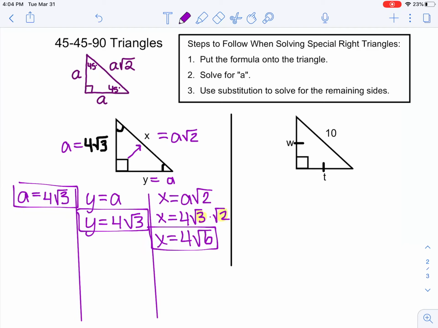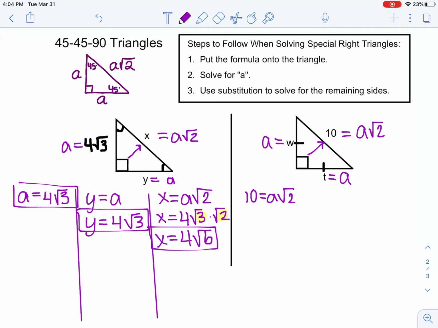So we're going to start by again putting the formula onto the triangle. So our legs equal A, and our hypotenuse across from the right angle equals A root 2. Next, we solve for A. In this case, the easiest equation would be the hypotenuse. So 10 equals A root 2.